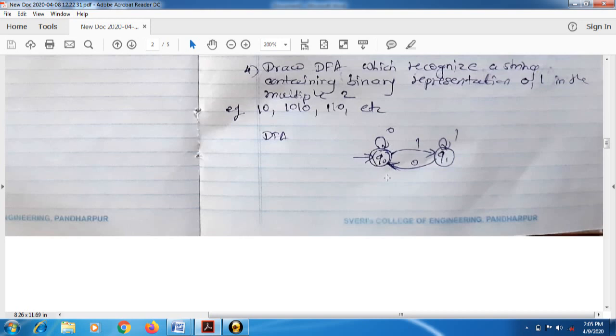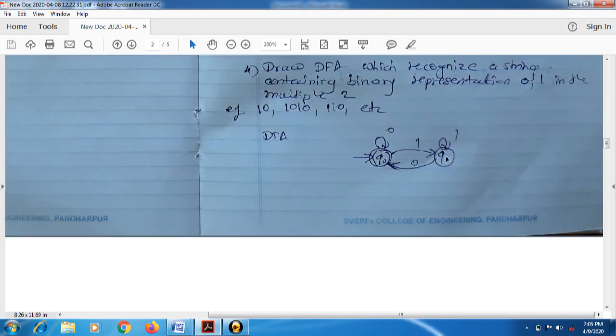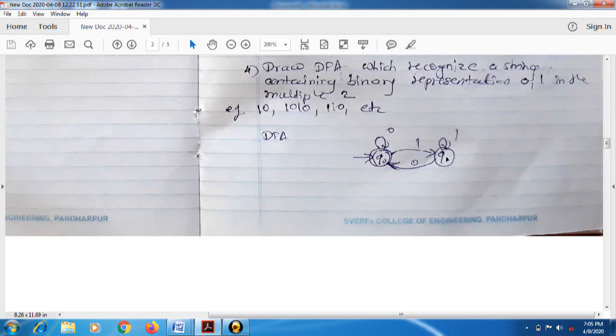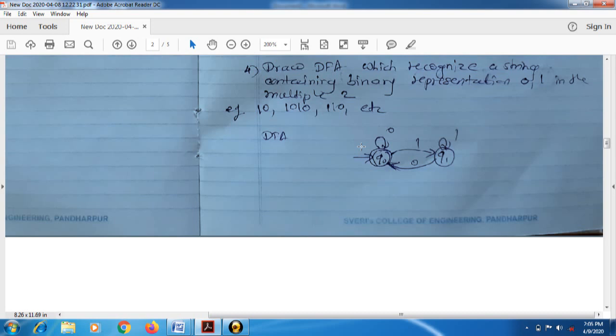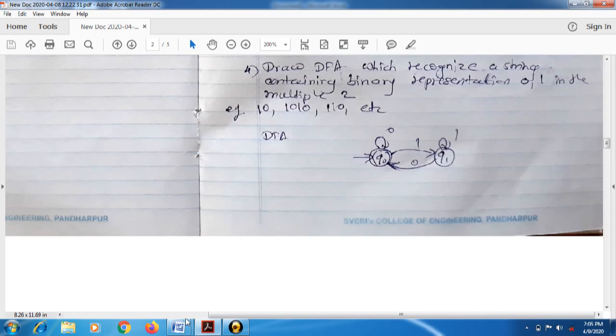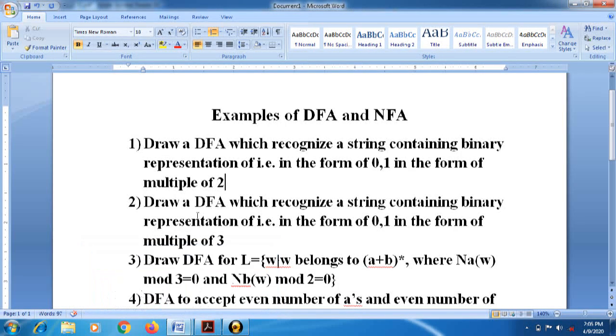Now suppose we consider the number 3 and its binary representation is 11. Q0 is the starting and final state, Q0 with 1 goes to Q1 and Q1 with 1 remains in the same state. It means the string ends in Q1 itself, but Q1 is not a final state, that's why number 3 is rejected. So this is the final DFA for the strings that are multiples of 2 in binary representation. Now we will move towards the next example.